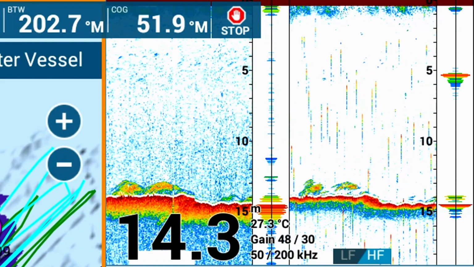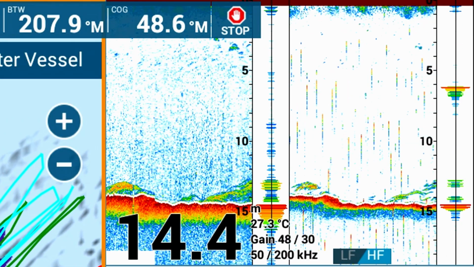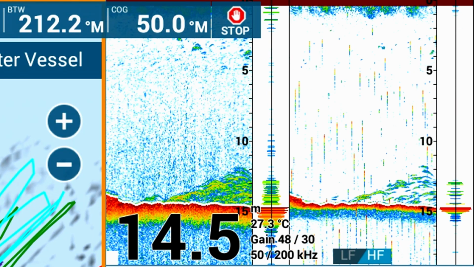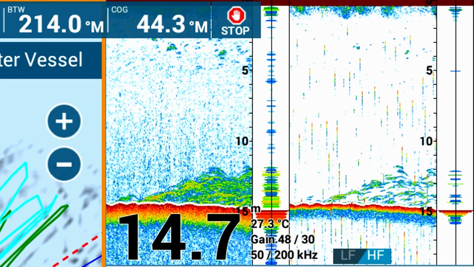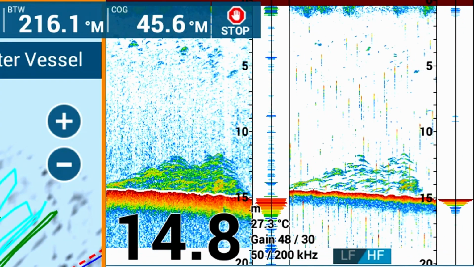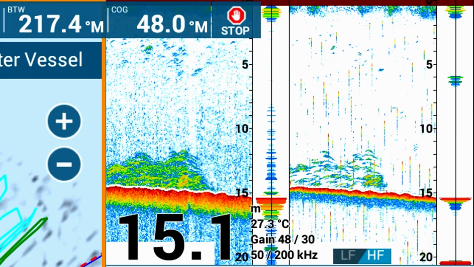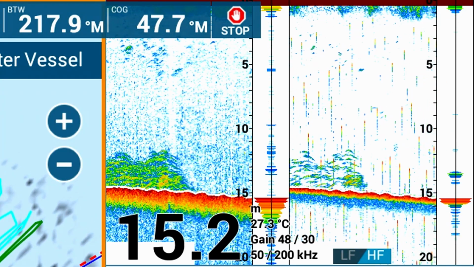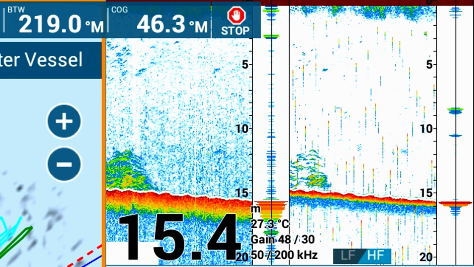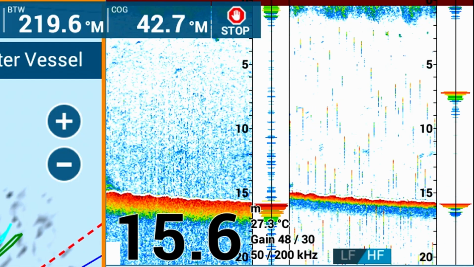And this is a good clip to illustrate just how much better the high frequency signal is at target separation when compared to the low frequency returns. Looking at these images, you'll see that the low frequency side shows more of the school than the high frequency side, but the high frequency side does a much better job of showing the individual fish when they're swimming close together. Now, how useful it is to see individual fish as opposed to a school of fish is something you have to decide for yourself.